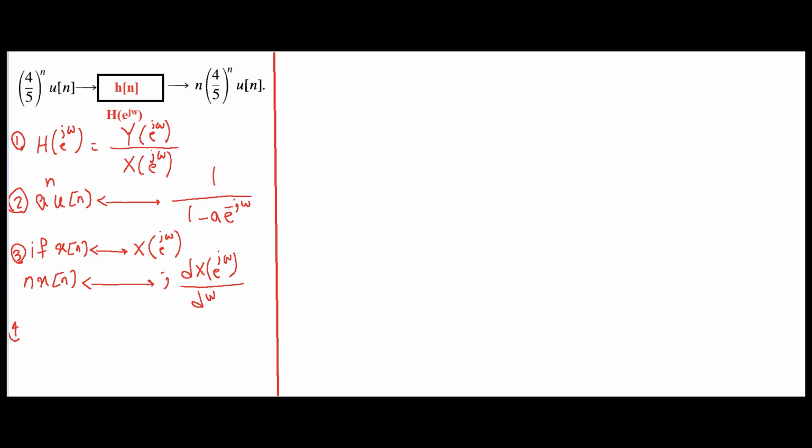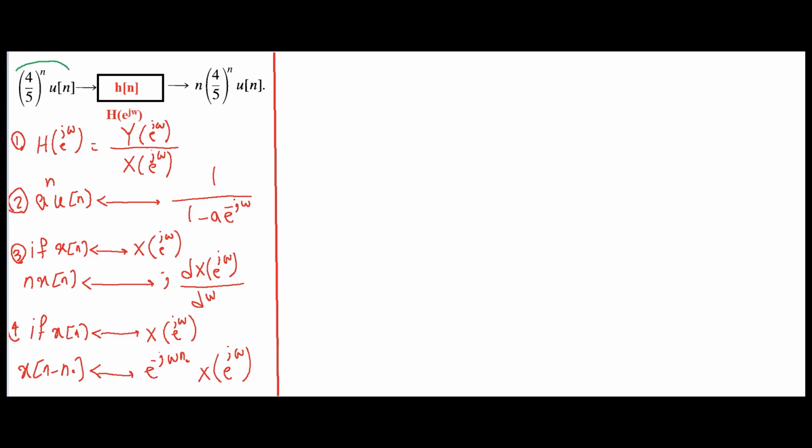The fourth point is the time shifting property. If X(e^{j omega}) is the Fourier transform of x[n], then the Fourier transform of x[n minus n0] is e to the power minus j omega n0 multiplied by X(e^{j omega}).